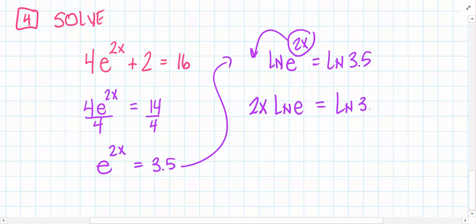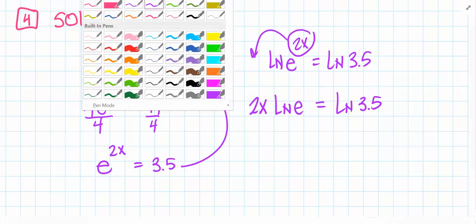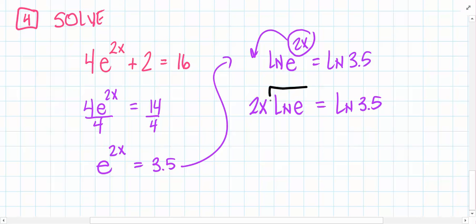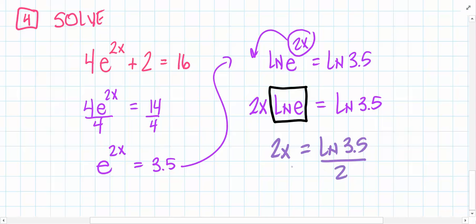Now, ladies and gentlemen, hold on a second. What is the natural log of e? Why is that the number 1? Because that's log base e of e. Very good. So that's awesome. So then we have 2x is just equal to the natural log of 3.5. Then we divide both sides by 2. We can get that x is approximately 0.626.